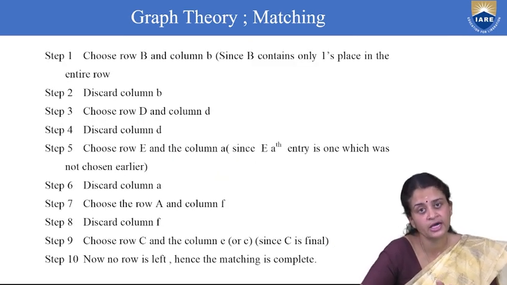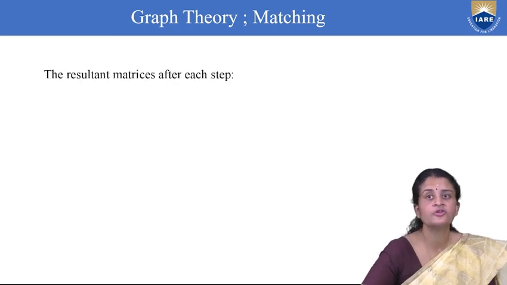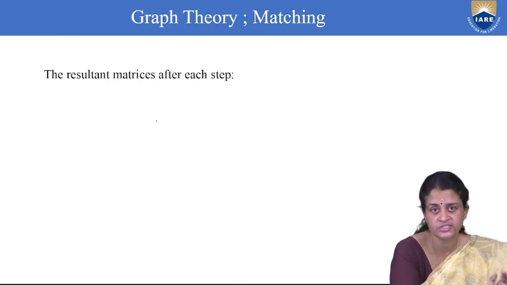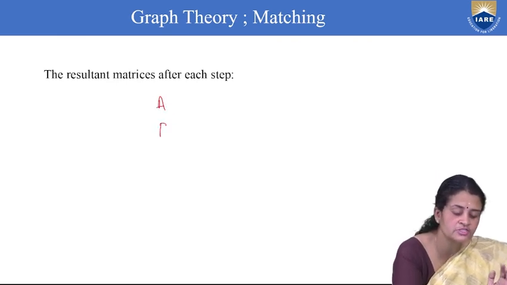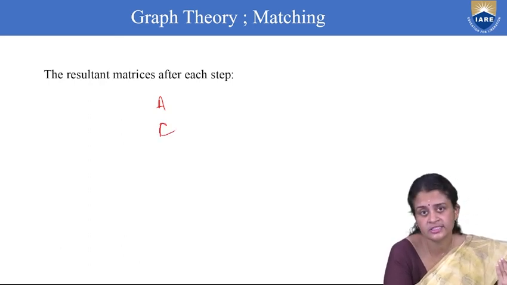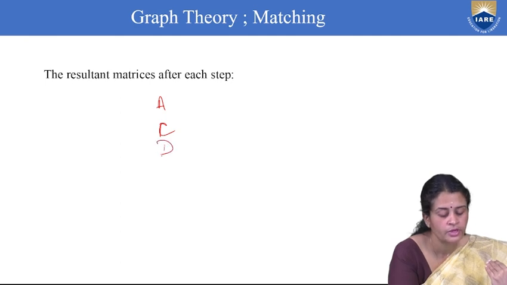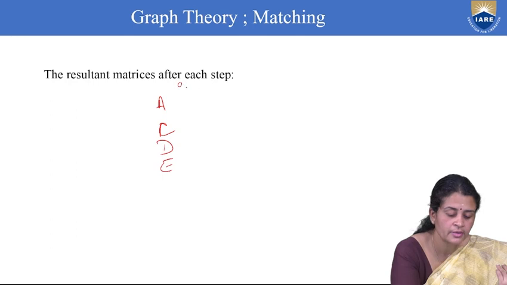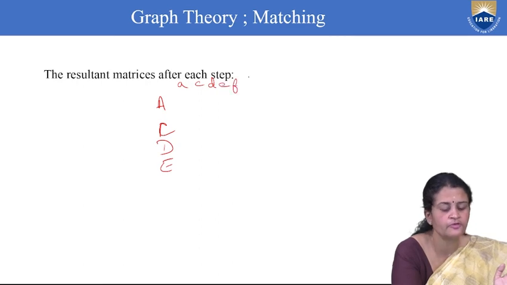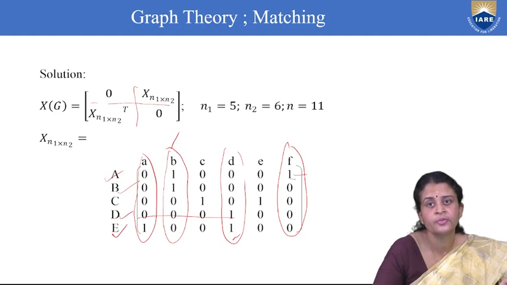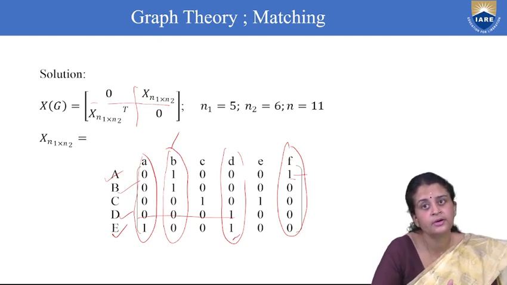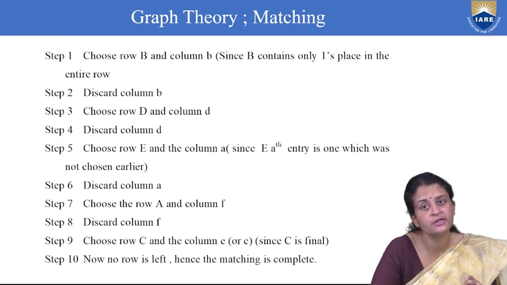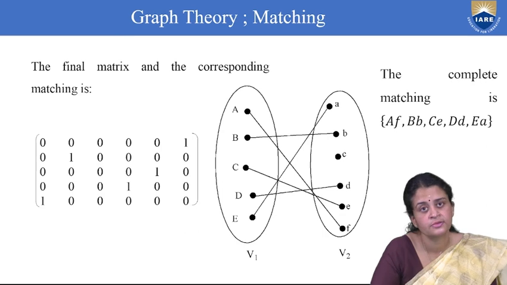After each step, I can go like that. After the first step, because B has been removed, I'll be left with the matrix with rows A, C, D, E and columns A, C, D, E, F. Whatever entries are there, I delete row B and column B. Continuing, we will get the final matrix like this, and this is the final complete matching of the graph.